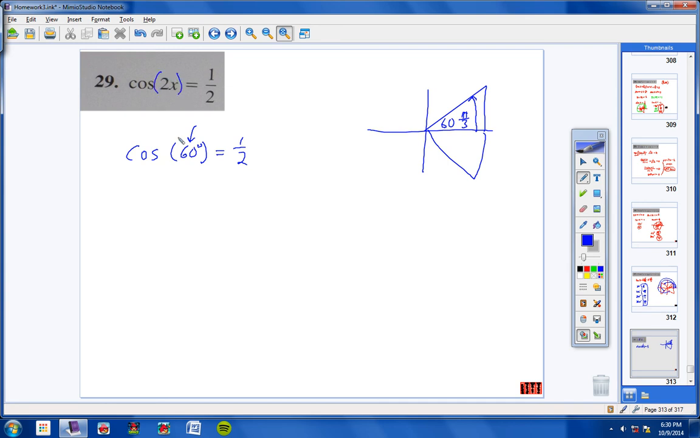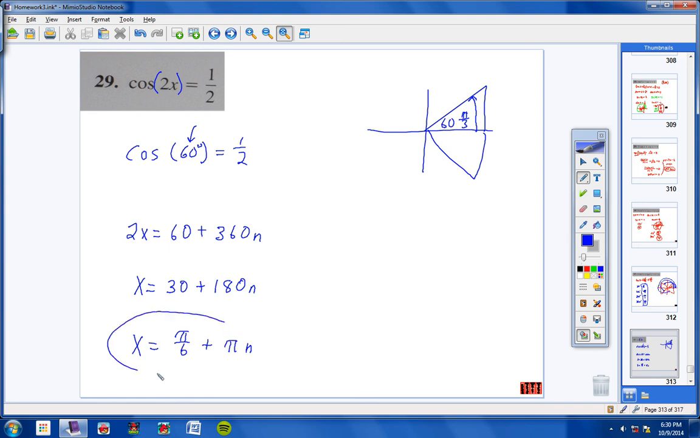right here is 2x. So really what you have is not x equals 60, but you have 2x equals 60 plus, and then don't put 2n pi, put 360n, because 360 is the same thing as 2 pi, and you're dealing with degrees right now. Now divide everything by 2, and you get x equals 30 plus 180n. Now convert it over to radians, and 30 is pi over 6 plus 180 is pi, so pi n, or n pi would be acceptable.